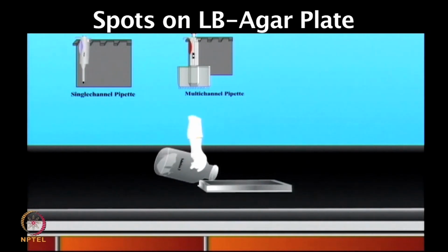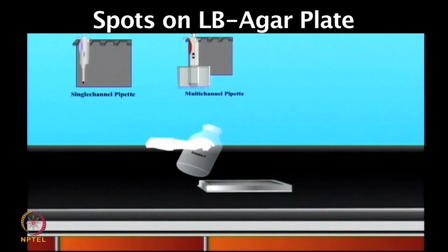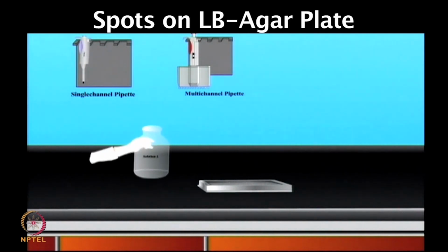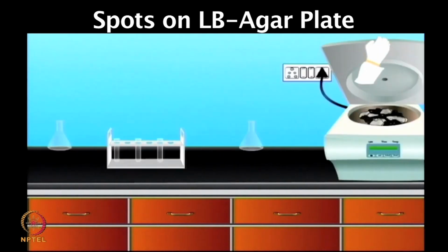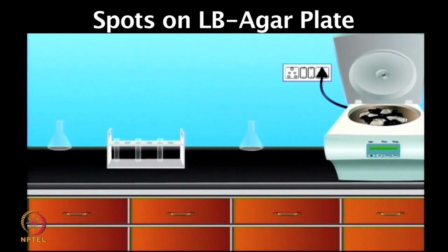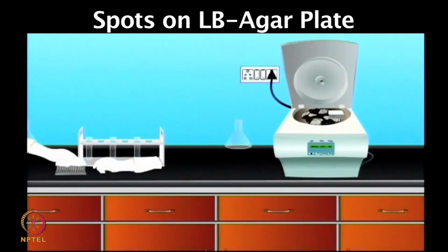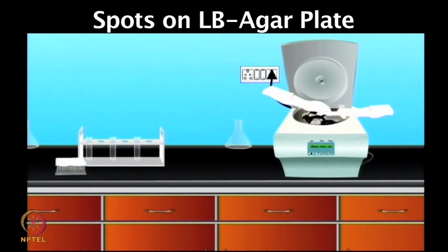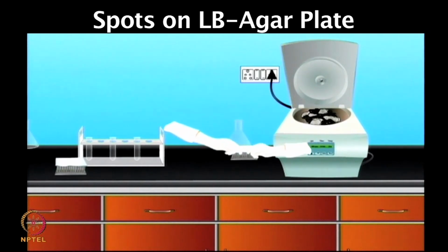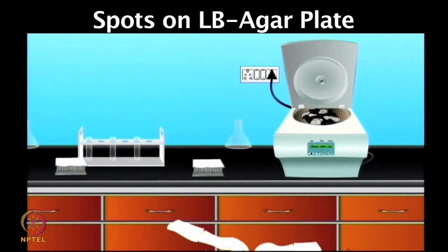Now, add 200 microliters of solution 3 to each well, similar to what we have seen earlier. Solution 3 is the neutralization solution, which contains 3 molar potassium acetate at pH 5.5. Now, centrifuge the block at maximum speed for 20 minutes at room temperature. Once centrifugation is complete, you need to discard the supernatant by dumping the block over a waste container.